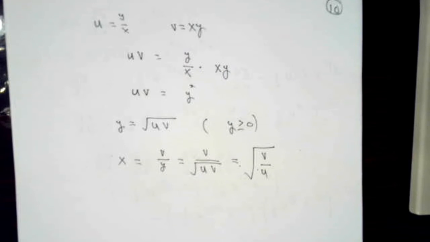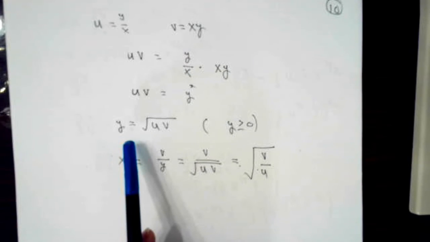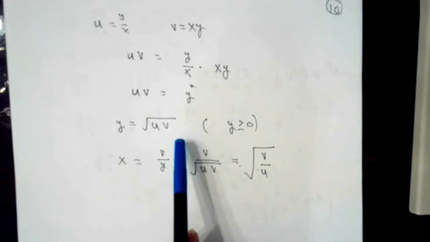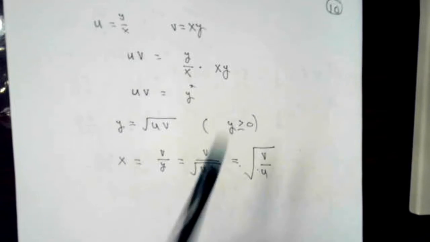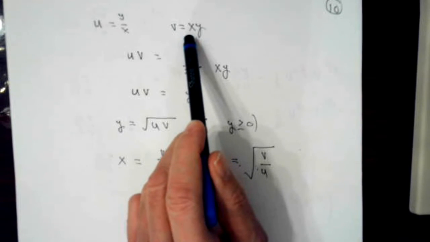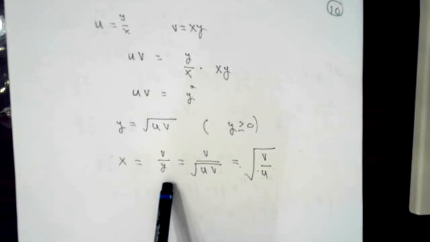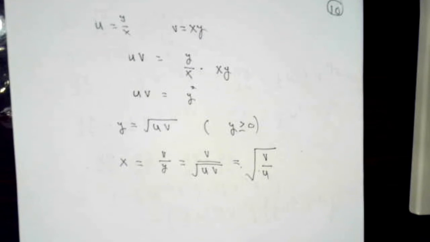Since our region is in the first quadrant, both x and y are not negative, so I don't have to worry about the whole plus or minus thing. y has to be the principal square root of u times v. On the other hand, we've got this formula that says x is v divided by y, so write that down. We have just found out that y is the principal square root of u times v.